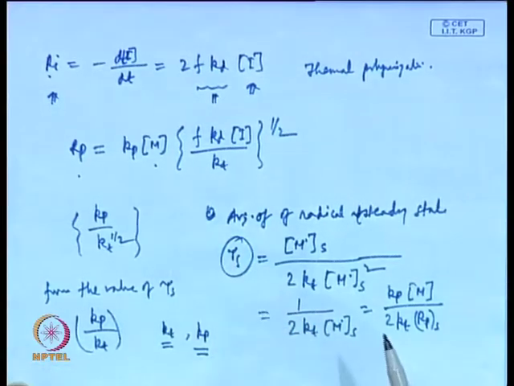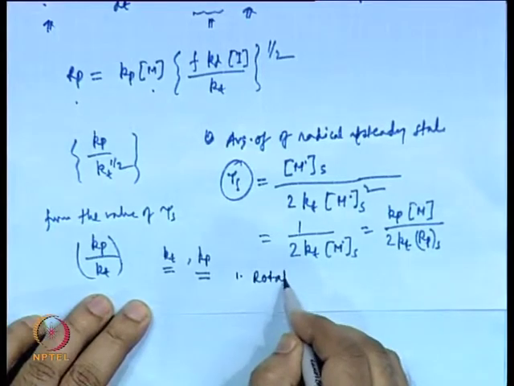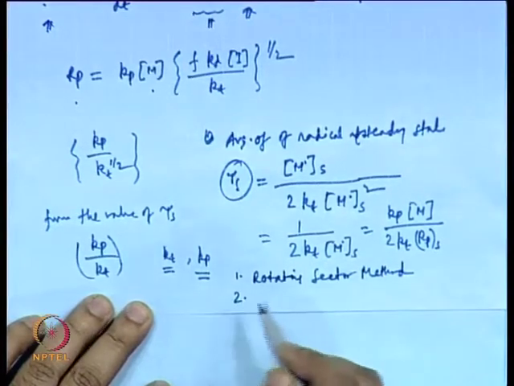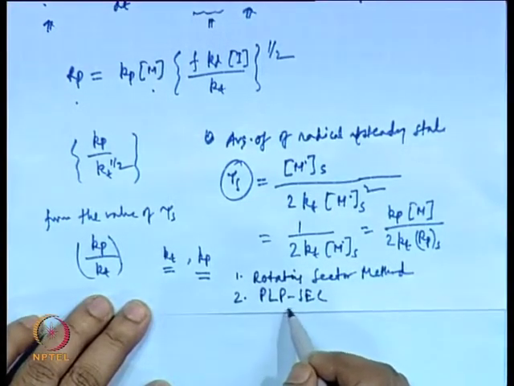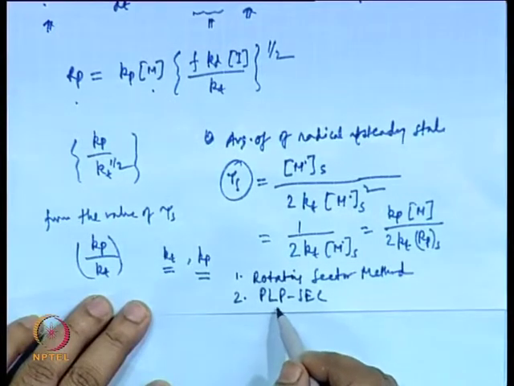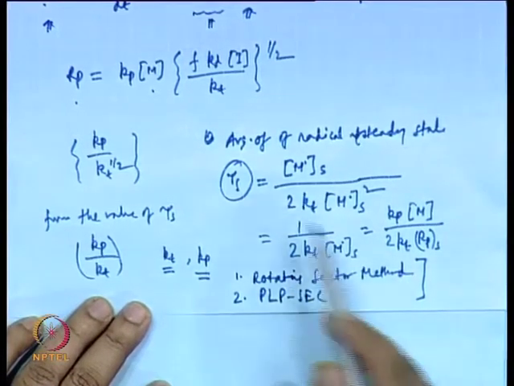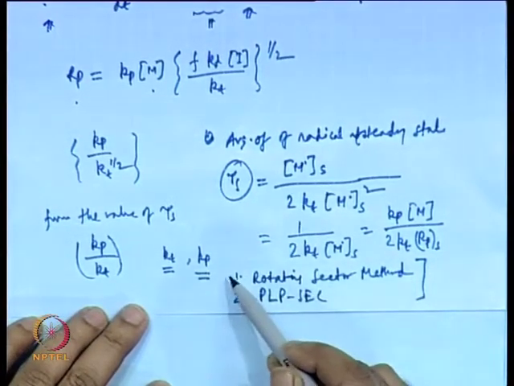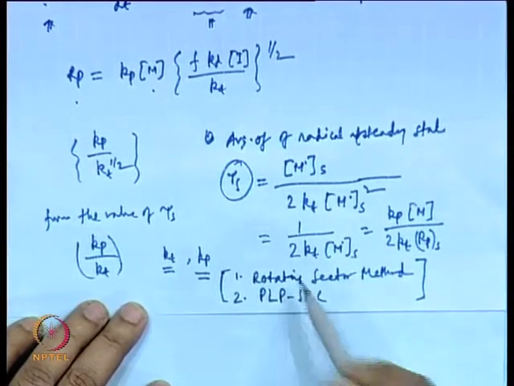Now, how do you determine this? There are two established methods. One is the rotating sector method, and second is PLP-SEC, which is pulsed laser polymerization size exclusion chromatography. Now, I am not going into detail about how these methods were used to determine the value of tau s, because this is not the scope of the course, but for your knowledge, these are the methods applied to get the value of tau s.